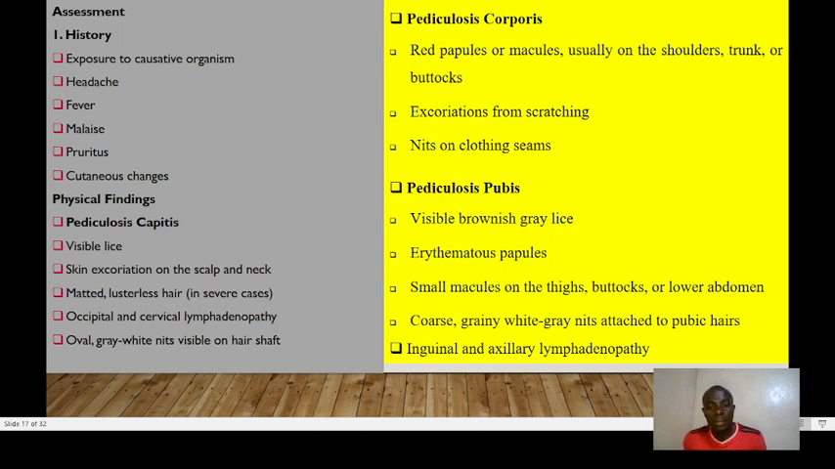We could also have the pediculosis pubis. We look for visible brownish-gray lice, erythematous papules, small macules on the thighs, buttocks, or lower abdomen, coarse gray-white nits attached to the pubic hairs, or inguinal and axillary lymphadenopathy.